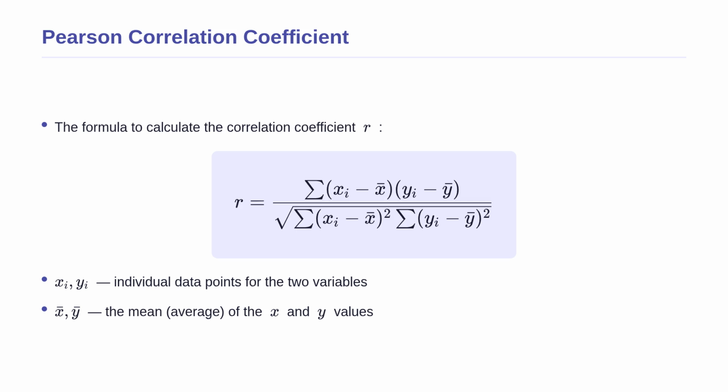Let us define the symbols. The variables x sub i and y sub i represent the individual data points, like the specific height and weight of one person. The symbols x bar and y bar represent the average or mean of all the x values and all the y values. If the variables move together strongly, the numerator grows large, pushing the final value closer to +1 or -1.